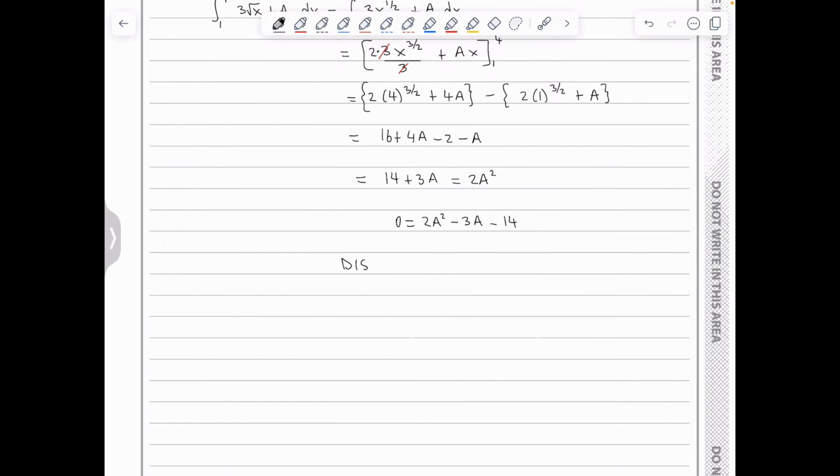We know that if this turns out to be positive, then this guarantees the existence of 2 distinct values for a. So the discriminant is minus 3 squared minus 4 times 2 times negative 14, which is equal to 121. I will state explicitly that this is positive, and therefore we conclude that there are 2 possible values for a.